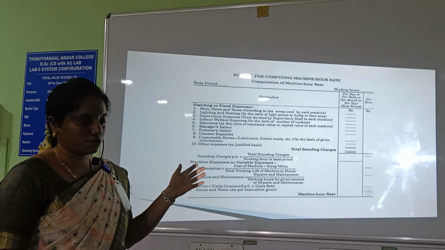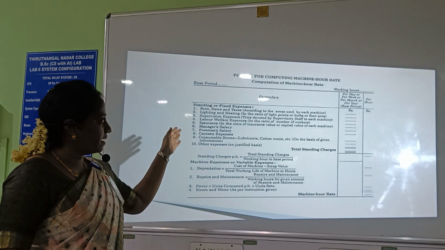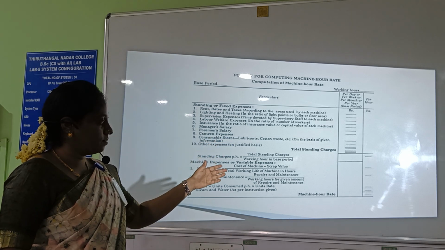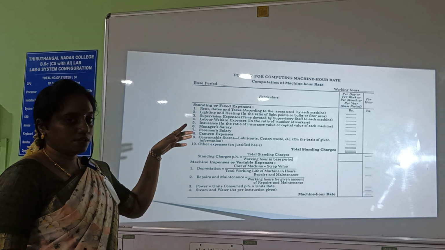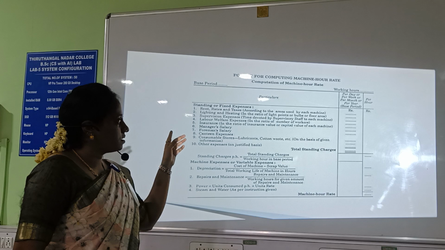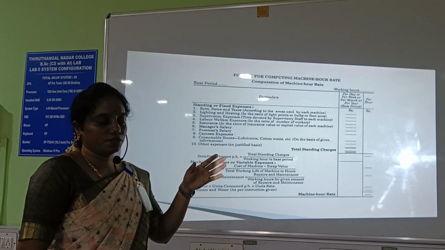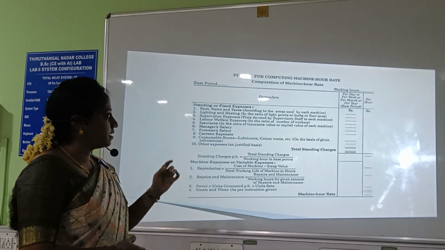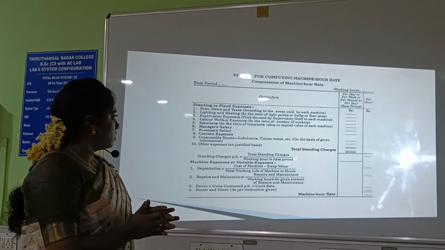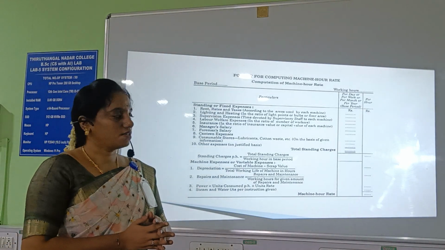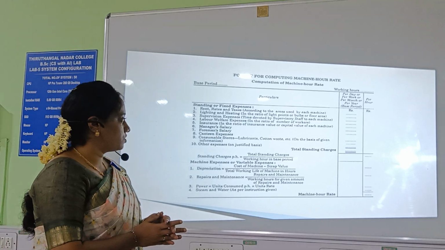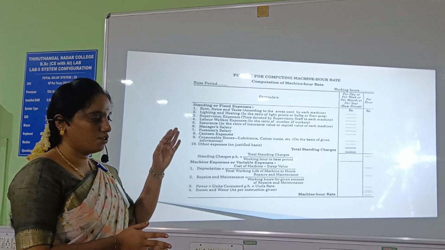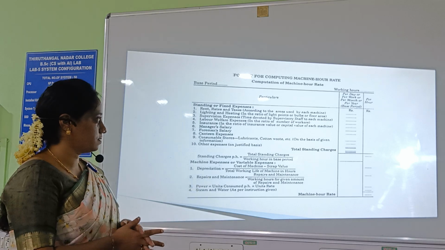So this is the format for calculating machine hour rate. As I already told you, standing or fixed expenses will come under first. So total standing charges, and under that we have to calculate the machine hour rate. So first is standing or fixed expenses: rent, rates, taxes according to the areas used by each machine, whether we have to calculate for one machine or a group of machines. Lighting and heating, and it comes under power. Supervision expenses, it comes under staff expenses. Labor welfare expenses, insurance, manager salary, foreman salary, canteen expenses, consumable stores and other expenses. It all comes under standing or fixed expenses.